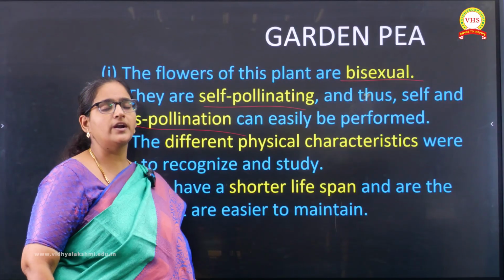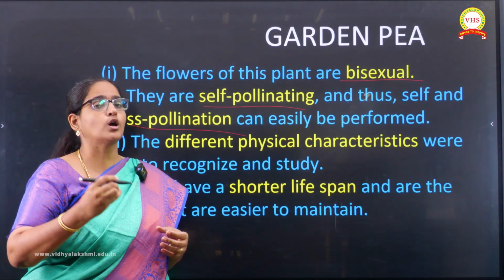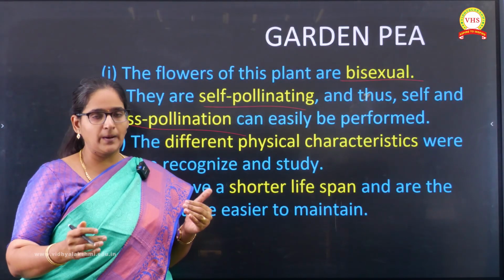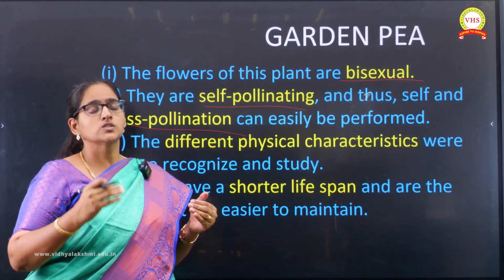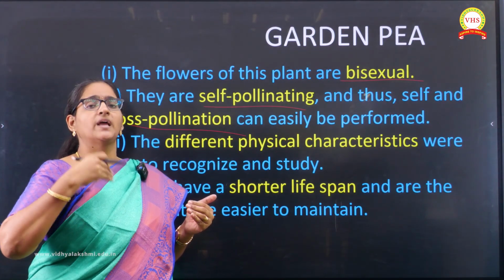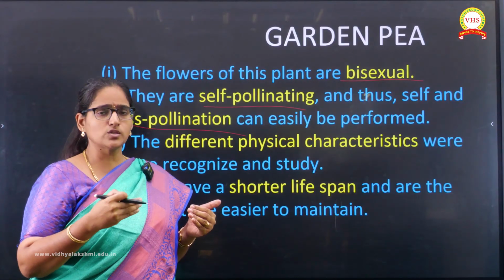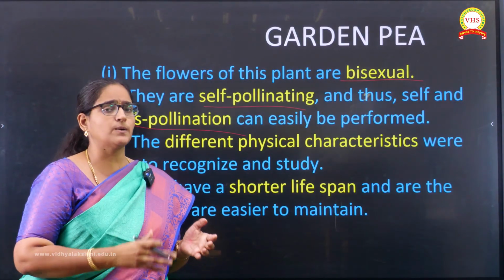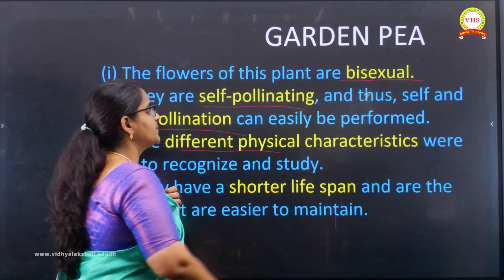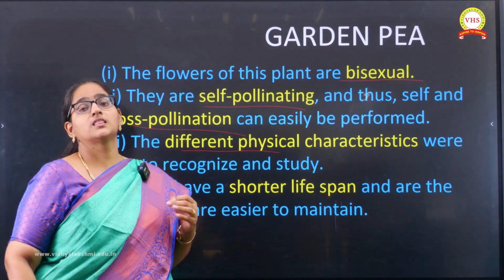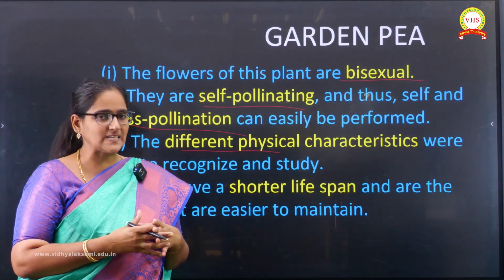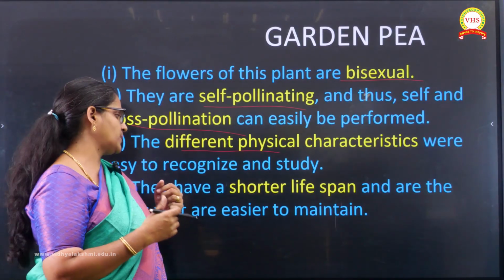In the reproduction chapter we have already studied self-pollination and cross-pollination. Cross-pollination takes place between two different plants belonging to the same species, so that will definitely bring out variation. Self-pollination takes place within a flower or between two flowers of the same plant, so you can't expect much variation there. This plant exhibits different physical characters, two contrasting characters. In this garden pea plant we have several contrasting characters, which made it easy for Mendel to experiment.